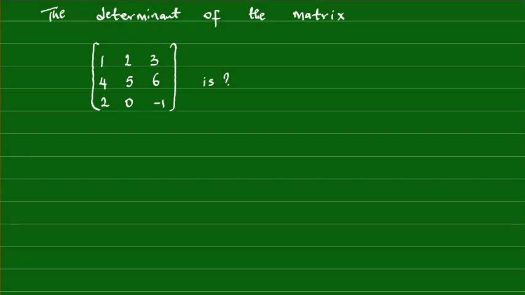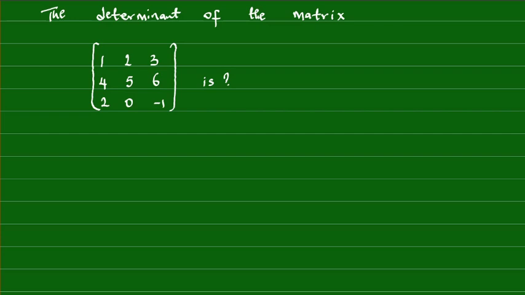So welcome. This question from JAMB 1994, question 25, which I believe is important for those preparing for all exams, including WAEC and even the Maths Olympiad. And the question reads as follows. The determinant of the matrix, we're given a 3 by 3 matrix, and the elements of our matrix are 1, 2, 3, 4, 5, 6, 2, 0, minus 1 is.